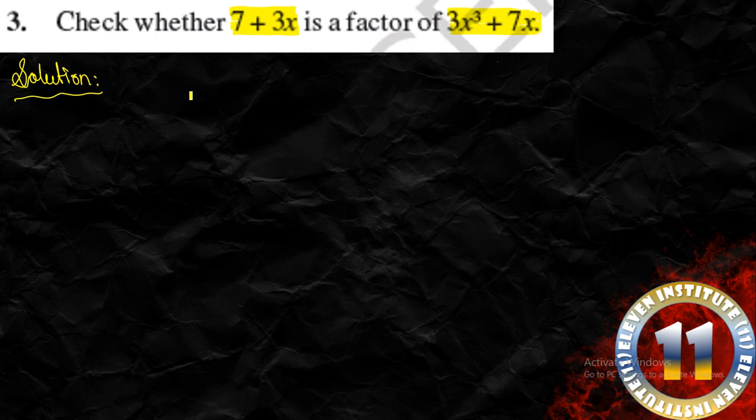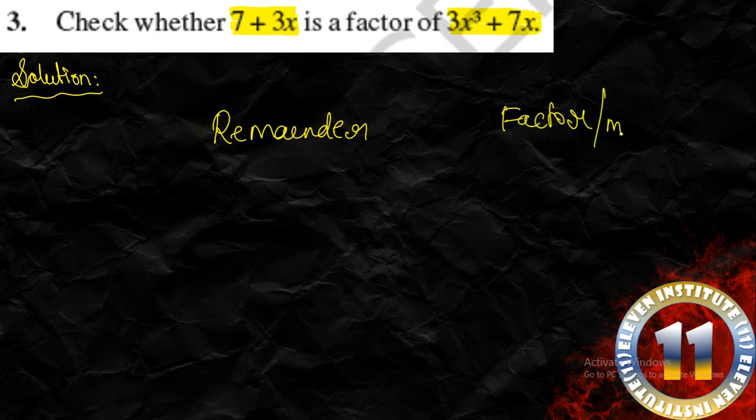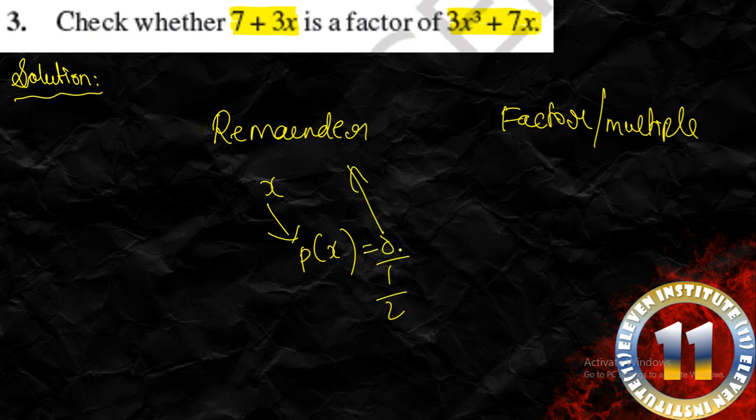They are asking us two things. They are either telling us to find the remainder, right, or they are asking us to check whether it is a factor or not, or whether it is a multiple or not. So process is same. For remainder, what you are doing is you are taking this as 0, you are taking the value of x and you are putting that value of x in px. And you are telling the remainder, whatever is the answer, that is your remainder. It can be 0, it can be 1, it can be 2, it can be anything.